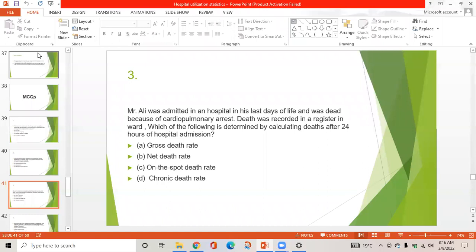Option B is the right one. Net death rate is calculated after 24 hours of hospital admission.